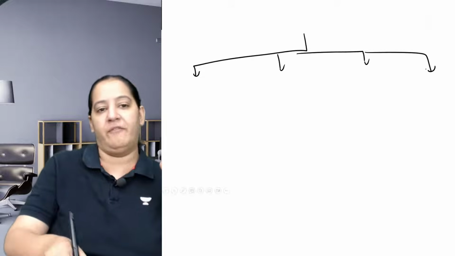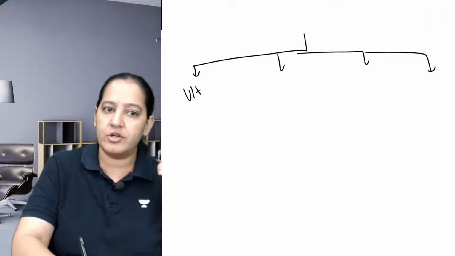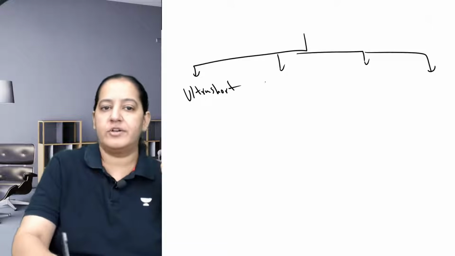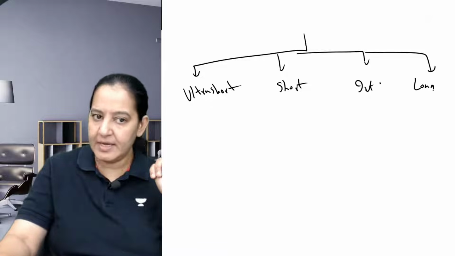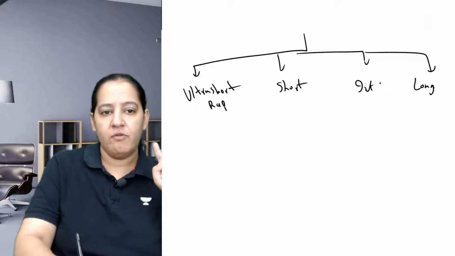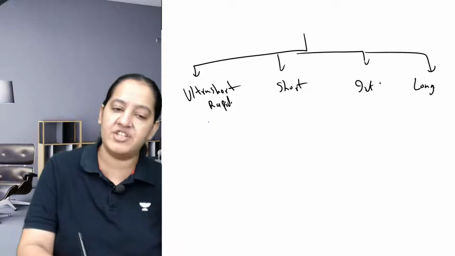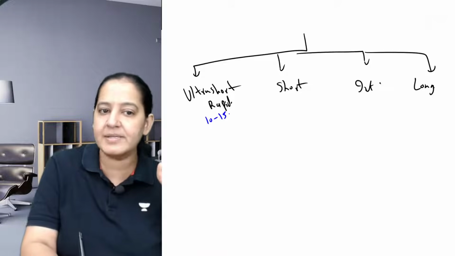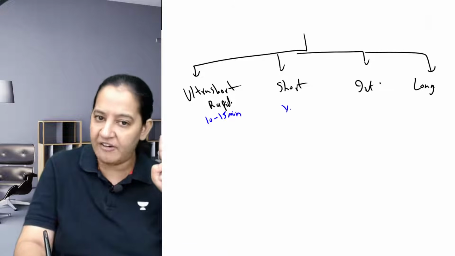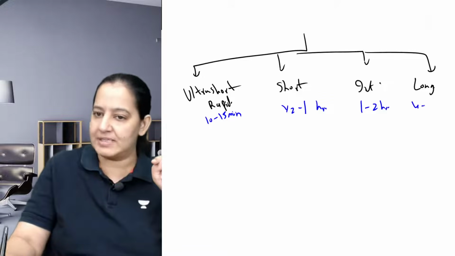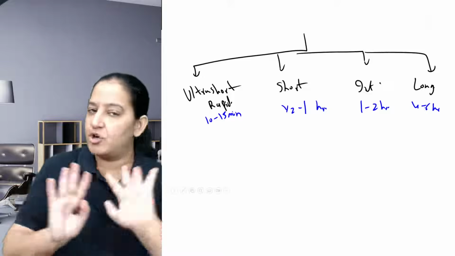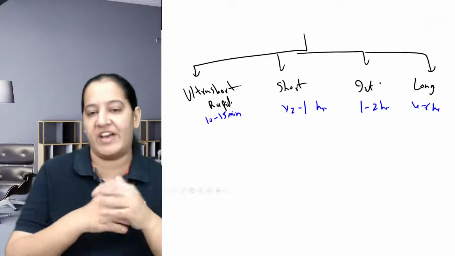So tell me the four types of insulin. You say ultra short, short, intermediate and long. Ultra short is also known as rapid. What is their onset of action? The onset of action of the rapid one is 10 to 15 minutes. Here 30 minutes, half hour to 1 hour. Here 1 to 2 hours. Here 4 to 6 hours. That is onset of action, not duration of action, right?